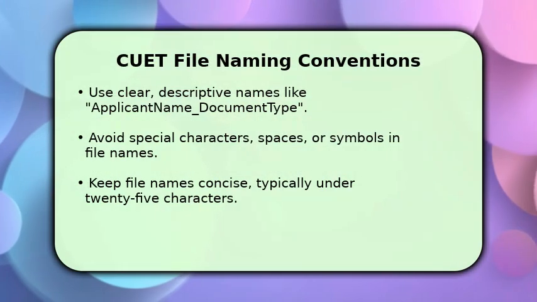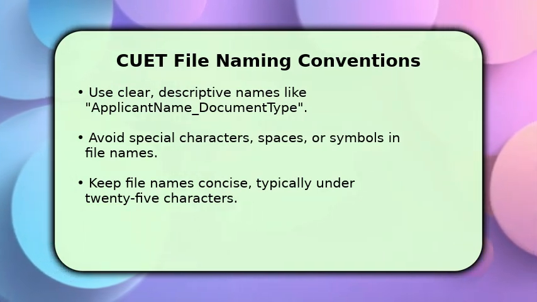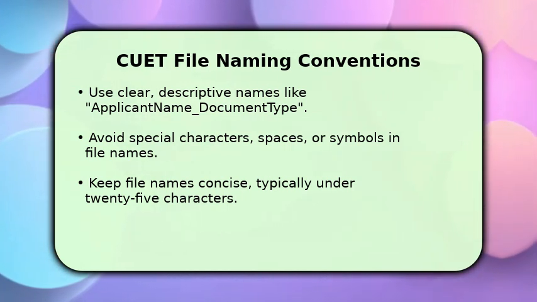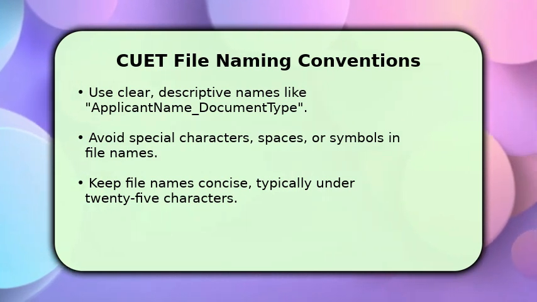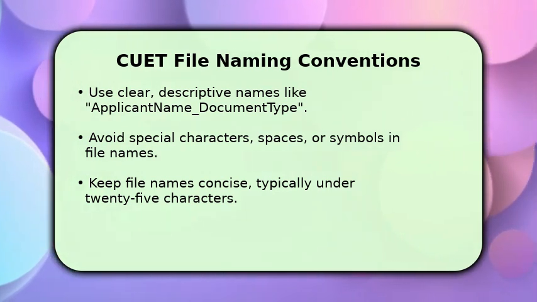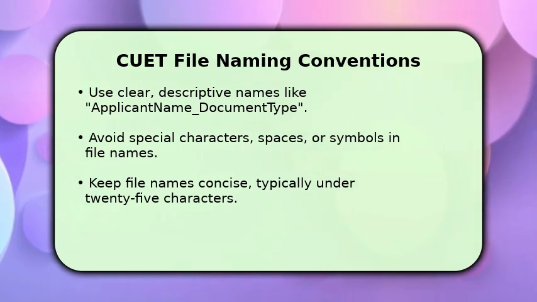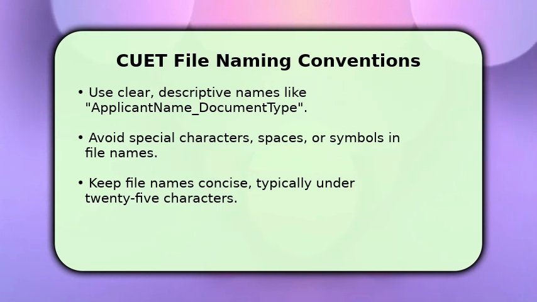When renaming your files for CUET, adhering to specific conventions is crucial. A good practice is to use a clear, descriptive format, such as your name admit card or your name photograph. It's very important to avoid using any special characters, spaces, or symbols like asterisks or ampersands, as these can cause upload errors. Also, try to keep your file names concise, ideally under 25 characters, for better compatibility across systems. This ensures your files are easily processed.